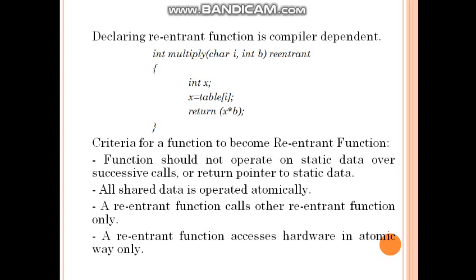Declaring the re-entrant function, compiler independent, goes this way: integer multiple character, integer a, integer b, re-entrant integer x equals a into b, return x. The criteria for a function to become a re-entrant function is that the function should not operate on static data over successive calls, or return a pointer to static data.